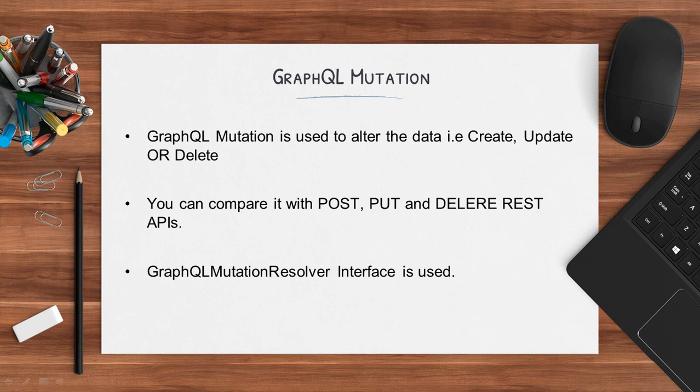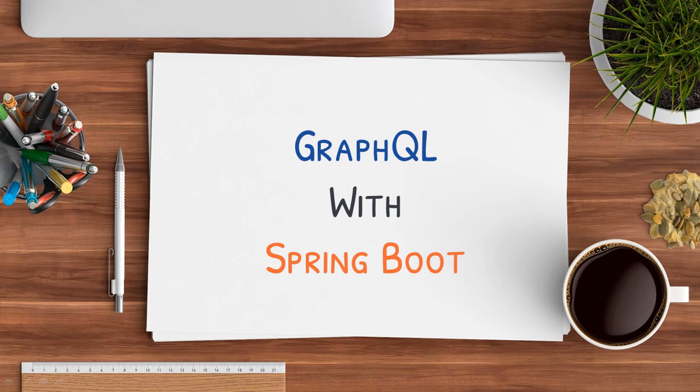For now, you need to understand that we use mutation in GraphQL to alter the data, that means to create, update or delete the data, and to understand that you can compare it with the REST APIs HTTP post, put and delete methods. And while working with Java, we use the GraphQL Mutation Resolver interface to create the mutation in our Spring Boot application. So this is an overview of GraphQL mutation.